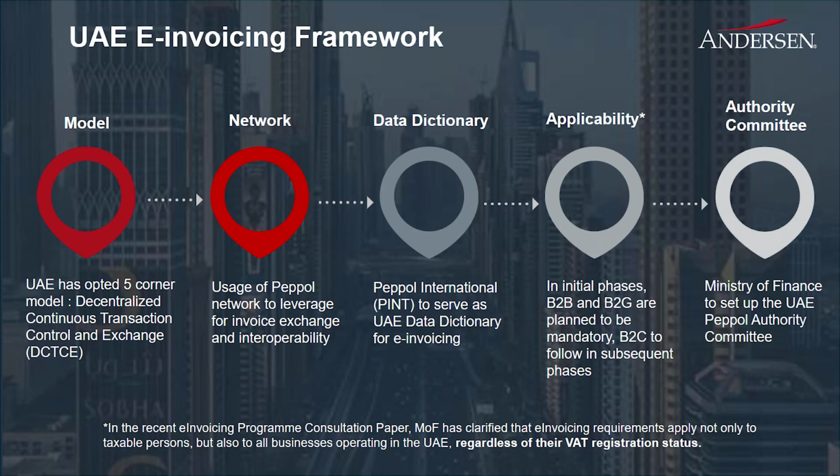We'll directly move to the e-invoicing framework. The FTA has come up with a framework which defines how e-invoicing would take place. They have defined a model, they have agreed upon the network, they have come up with the data dictionary very recently. They have told us on which people or which kind of category of business it will be applicable, and they have defined the authorized committee as well. So let's discuss about the model.